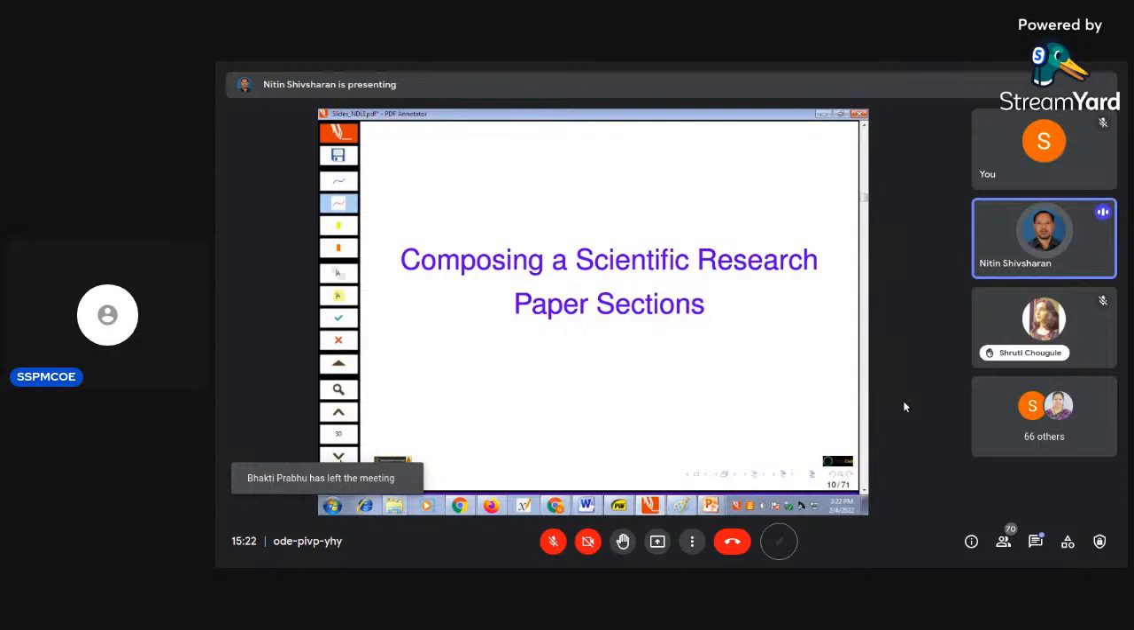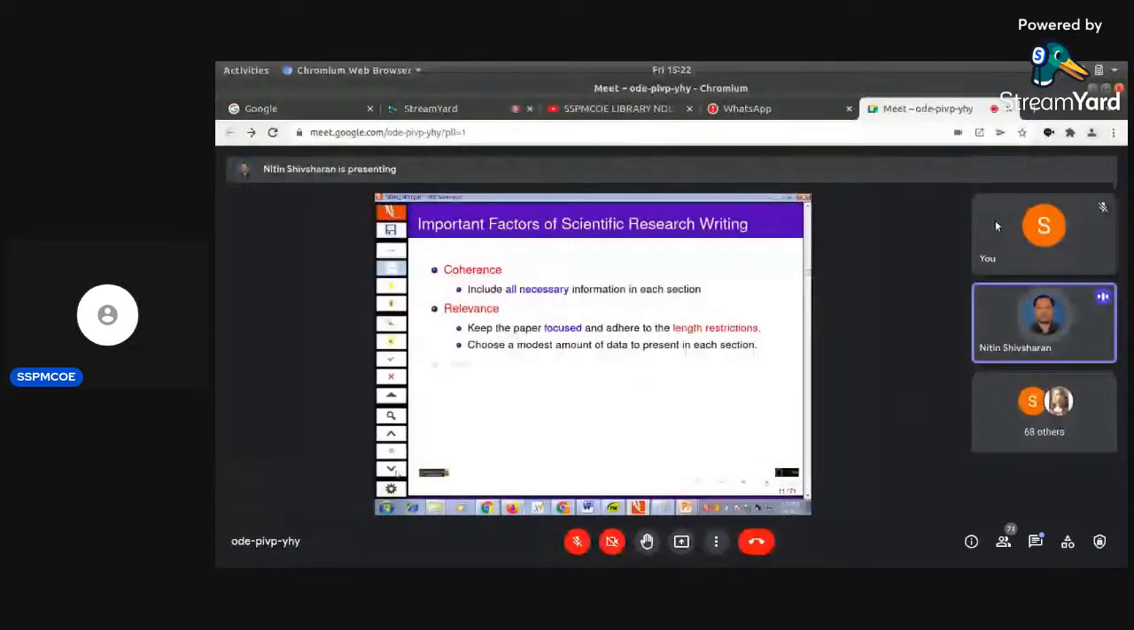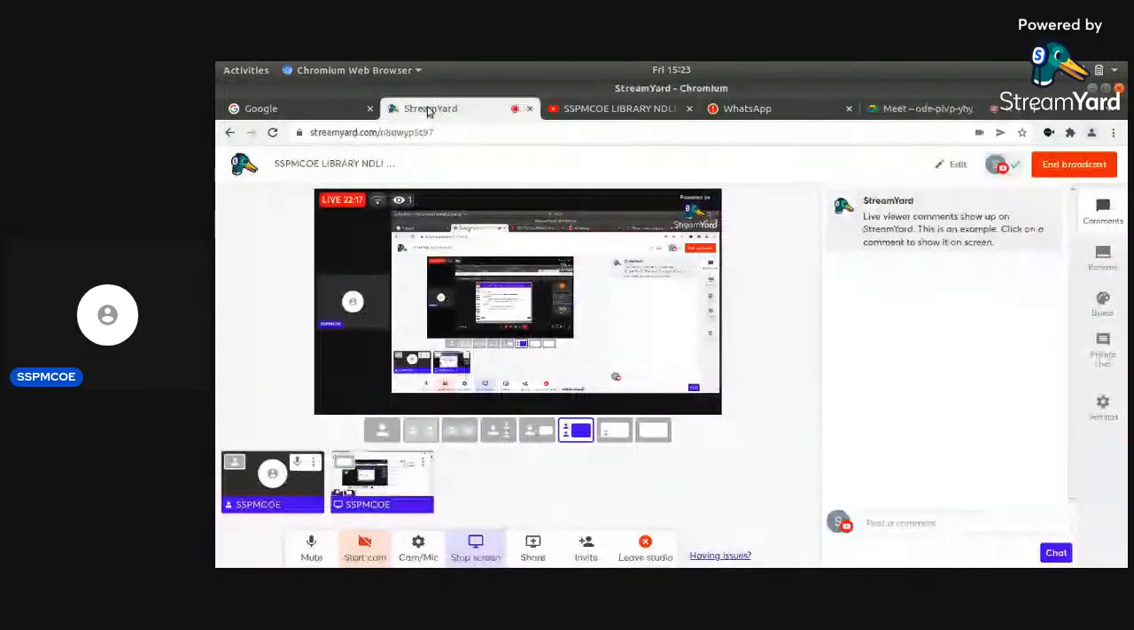In the restrictions, choose a modest amount of data to present in each section. Clarity: it should be easy to read and comprehend. Use proper grammar, phrasing, and style while writing the research paper.